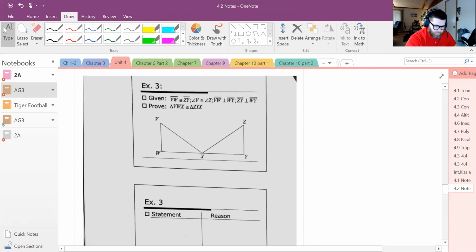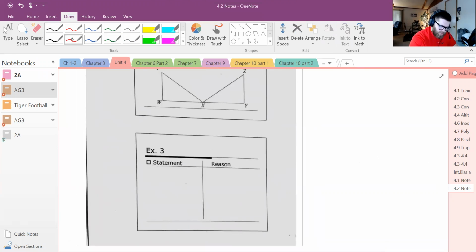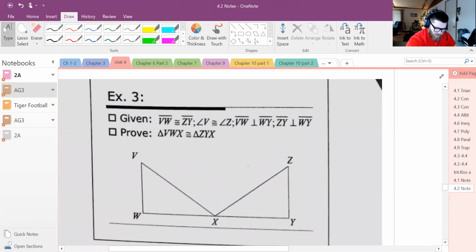Okay, let's move on to the next one. First step, write your given. Given and given. Second step, make your tick marks or your arc marks on your angles if it gives you angles. VW is congruent to ZY. Angle V is congruent to angle Z. And VW is parallel to this line, WY, the whole thing. And same thing on this side. So we're going to have parallel lines here and parallel lines here.